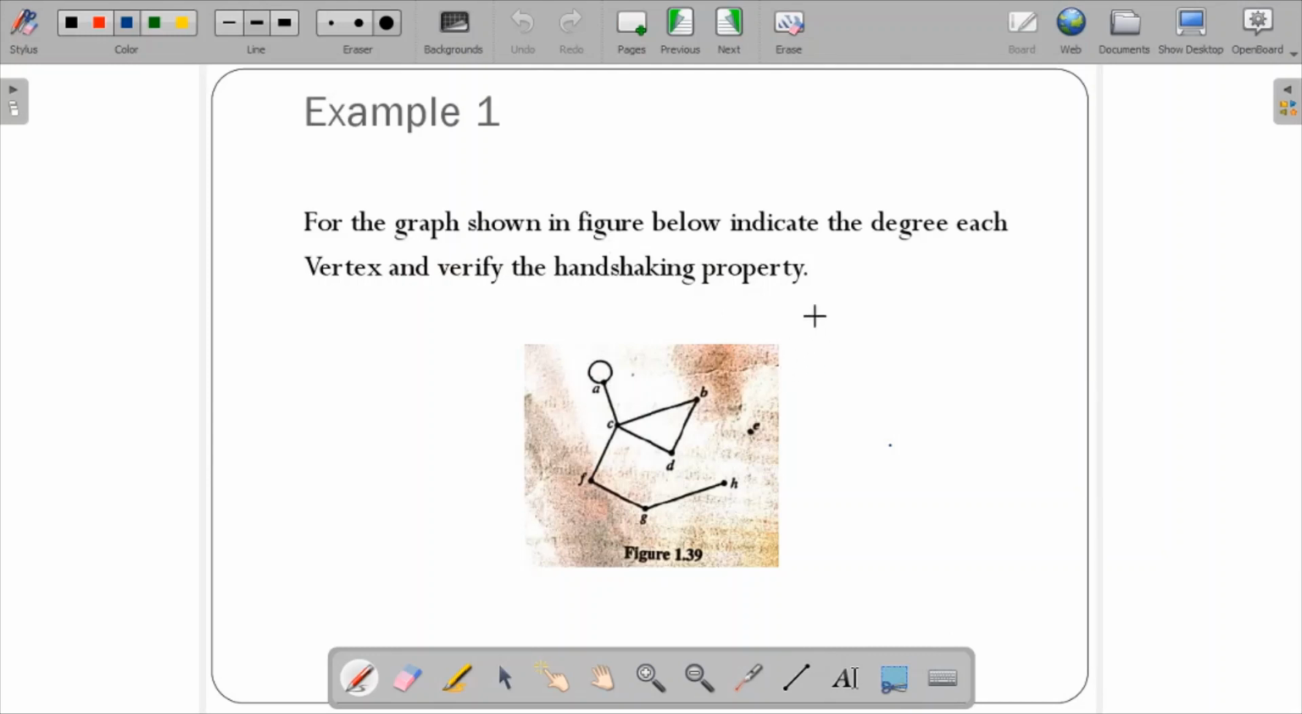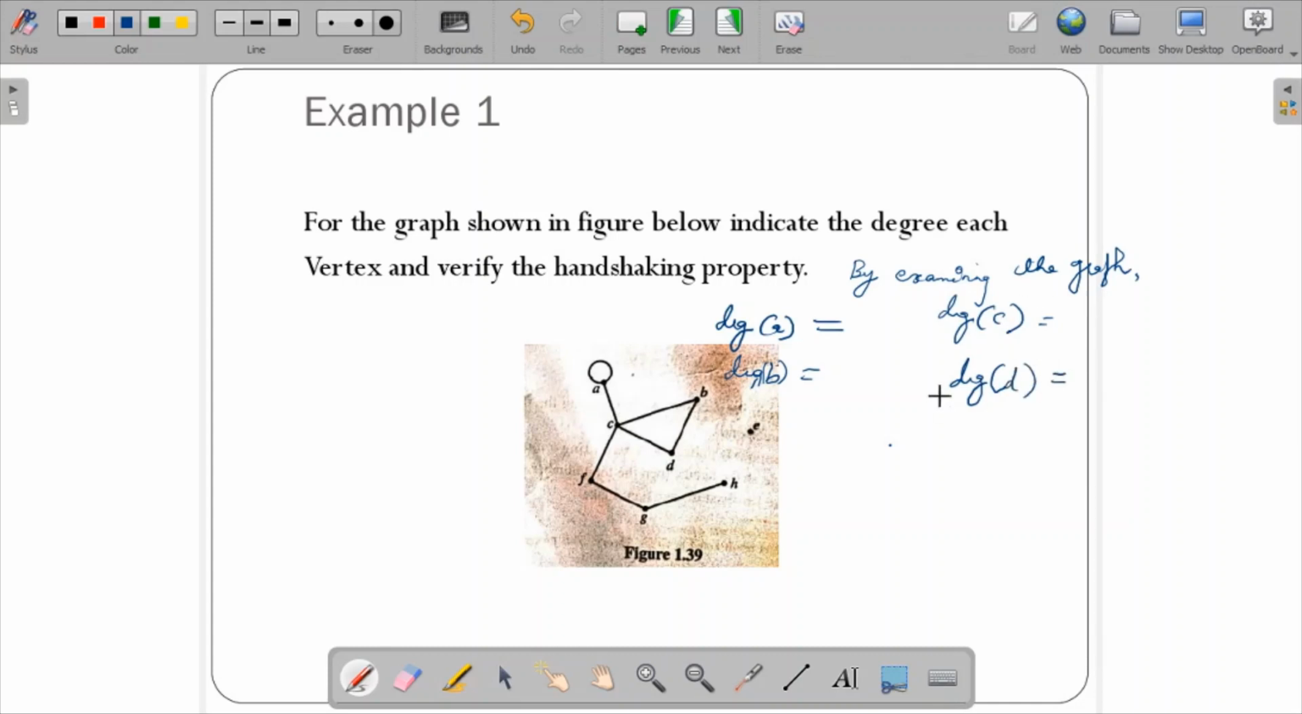So by examining the graph, we need to find the degree of A, degree of B, degree of C, degree of D, degree of E, and degree of F. Then we have to calculate the degree of G and degree of H. Okay, so let us calculate.